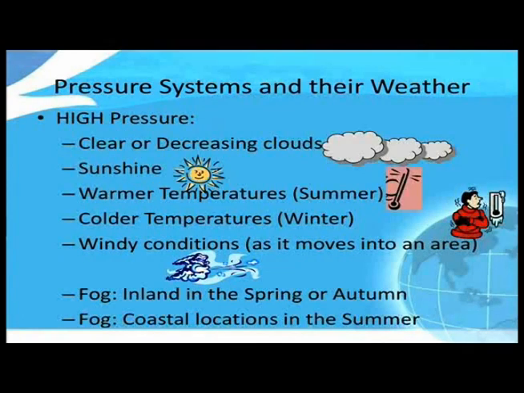High pressure can have clear or decreasing clouds. And by the clouds getting smaller there, I'm indicating that the cloud cover is shrinking. High pressure is often thought of as sunshine, at least during the summer months.